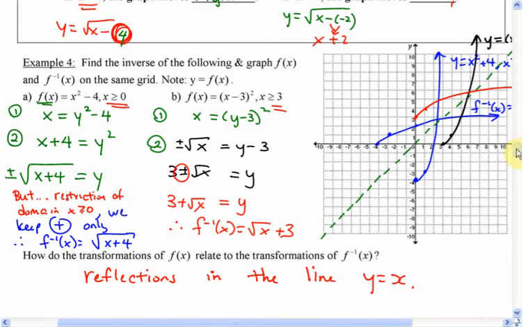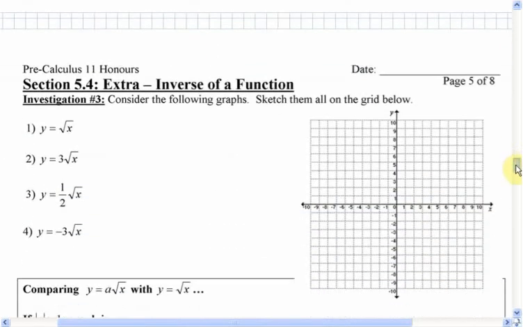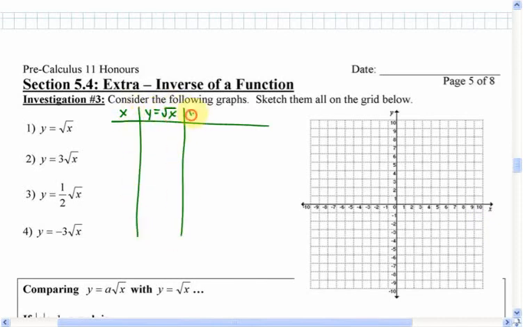Now, let's move on to the next page, because I've got this investigation for you. And I think we've seen something like this before. But if you're not too sure what we can do, I will once again ask you to make a table of values. Okay, we'll make one for root x. We'll make one for 3 root x. Okay, half root x. And also negative 3 root x. Okay?